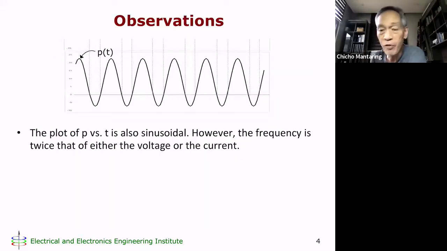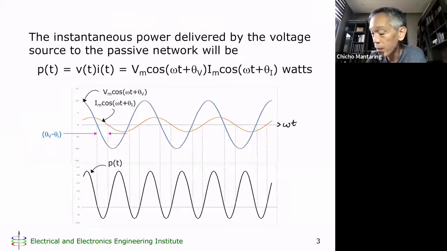Just some observations. Here I reproduced the graph for my power. Note that the plot of instantaneous power versus time is also sinusoidal. We had a sinusoidal voltage. It resulted in a sinusoidal current, and the power, which is voltage times current, is also sinusoidal. However, notice that the frequency is twice that of either the voltage or the current. If I go back here, I just did a point to point. You notice that when the voltage is equal to zero, your power is equal to zero. When your current is equal to zero, your power is equal to zero.